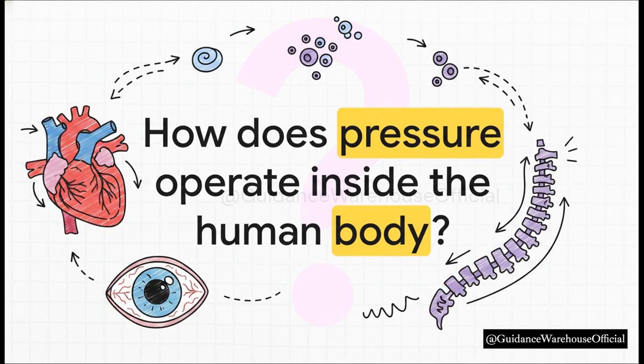Okay, so we've mastered how surface tension and pressure govern tiny bubbles in the microscopic alveoli in our lungs. But this opens the door to an even bigger question. How do fluid dynamics and pressure actually operate inside the rest of the complex, moving machinery of the human body? Think about blood pressure, eye pressure, spinal fluid.